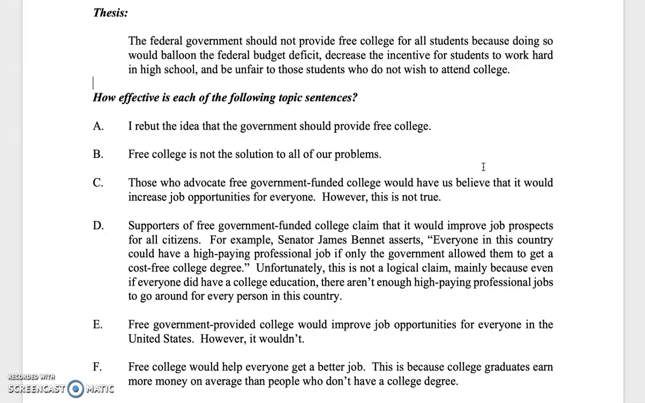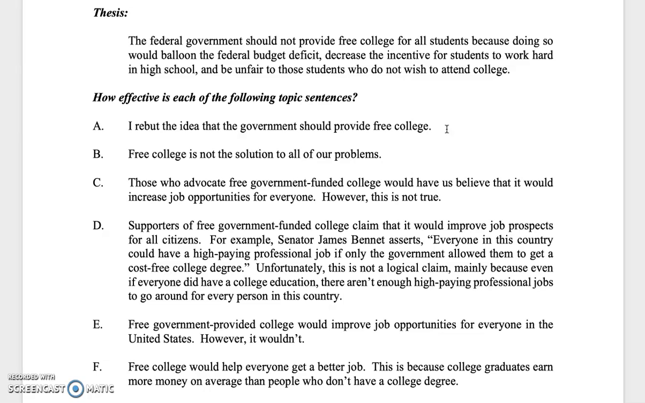Okay, A is not a good opening for a rebuttal paragraph. First of all, I picked it because it kind of amuses me. I've had some people who will just say, I rebut that. That's not how you use the word. You really don't use the word rebuttal, ironically, in a rebuttal paragraph. That's just how you describe it.